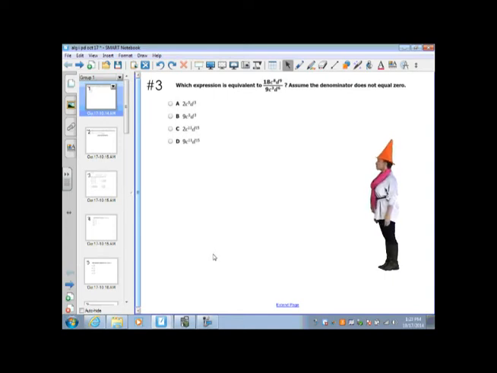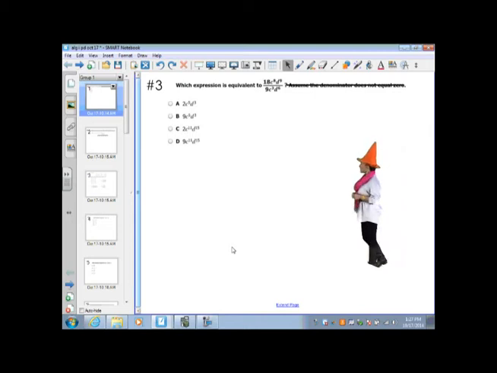So computer, will you cross it off for me? Because it's some extra information I really don't need. Thank you. Okay, so now what we're going to do is we're going to solve this problem by expanding.